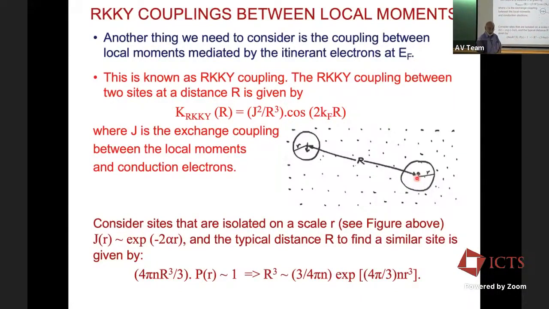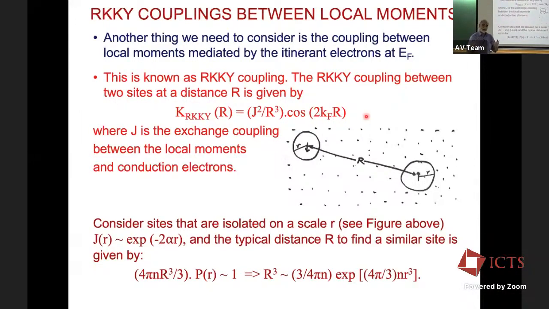We assume that the RKKY interaction, which is given by J squared, where J is the exchange coupling of this local moment with the conduction electron, is J squared over R cubed times the cosine function of 2KFR. We just take that out of Kittel's book. And it's oscillatory. That says that this RKKY coupling could be ferromagnetic or it could be antiferromagnetic.